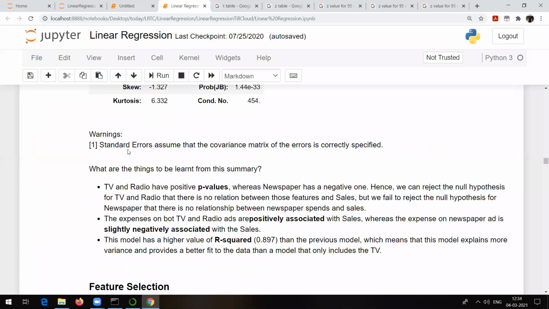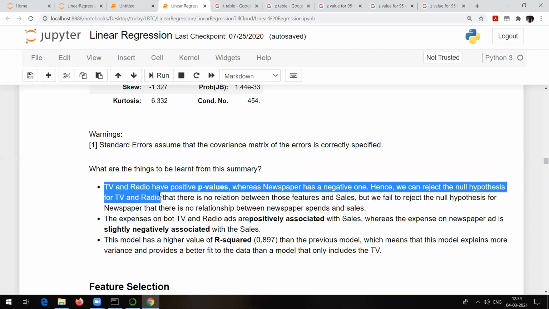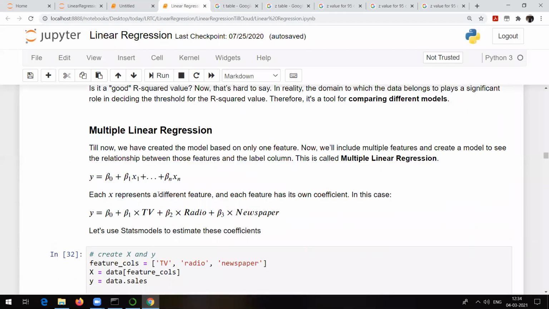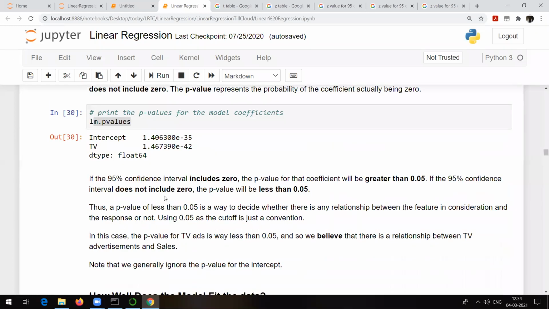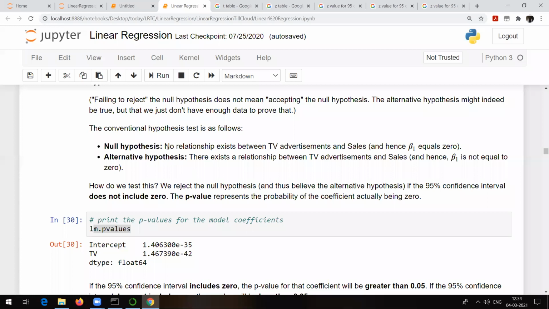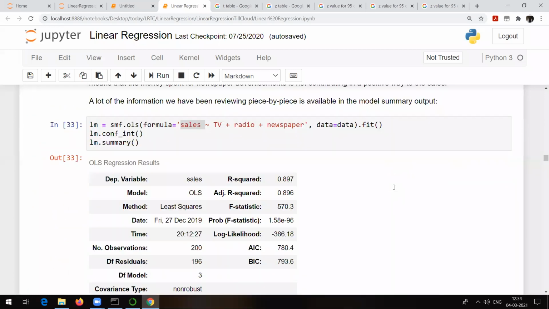Let's see what are the interpretations from this one. So TV and radio have positive p values, whereas newspaper has a negative one. Hence, we can reject the null hypothesis for TV and radio. What was the null hypothesis? Our null hypothesis was that there is no relationship between sales and TV. No relationship exists between TV advertisements and sales. This was our null hypothesis. That means we can reject that null hypothesis now.